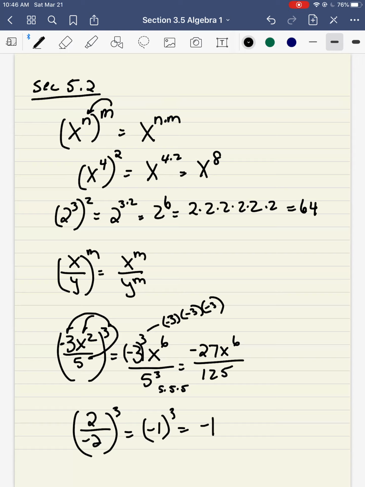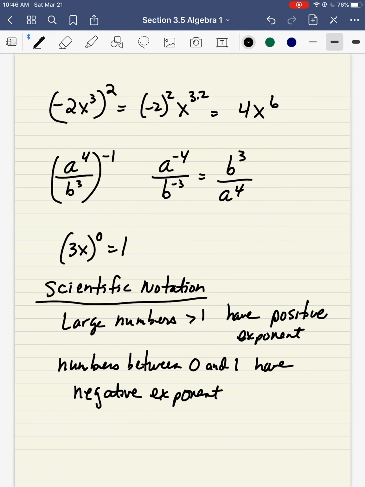If you have 2 divided by minus 2 raised to the third power, you can do the division first. 2 divided by minus 2 is a minus 1. Minus 1 to the third power is a minus 1. So that would be minus 1 times minus 1 times minus 1. That's still a minus 1.